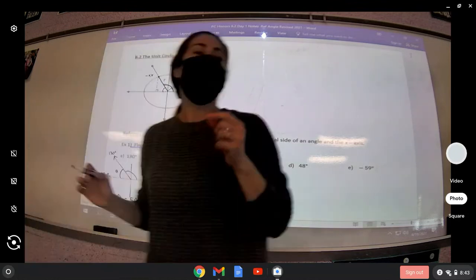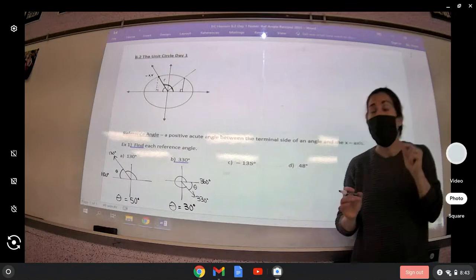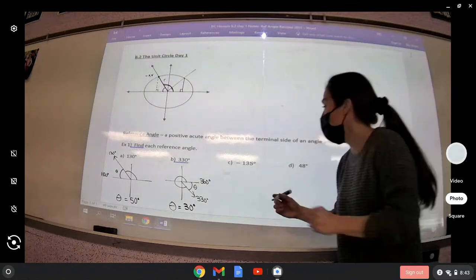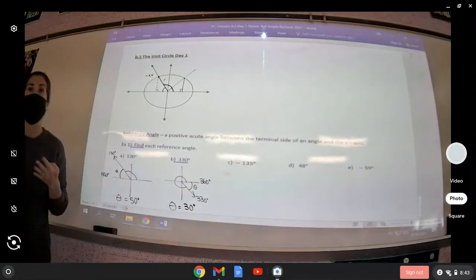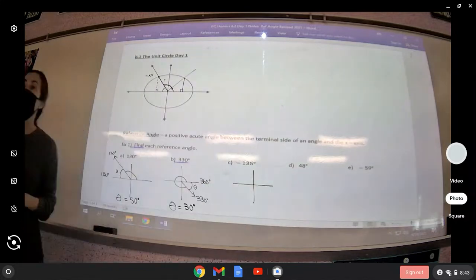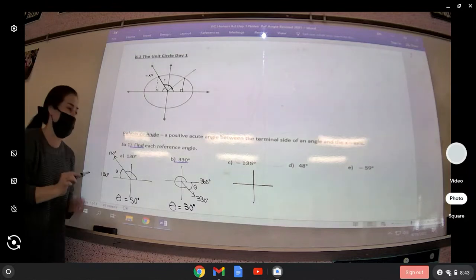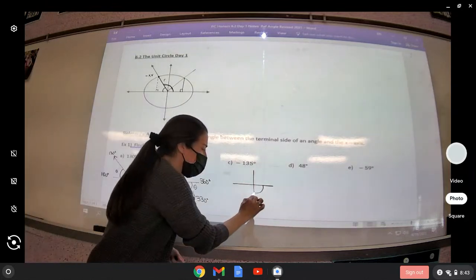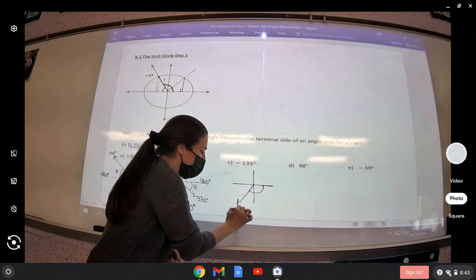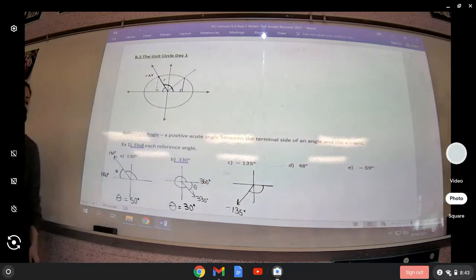All right, now the key thing about a reference angle, guys, is it has to be positive and it has to be acute. It has to be less than 90 degrees. So if they ask you what's the reference angle to negative 135 degrees, well, let's draw it. Remember, if you want to create a negative angle, you have to rotate clockwise from the positive x-axis. So now this is negative 90. I'll go a little bit past it. There is negative 135 degrees.